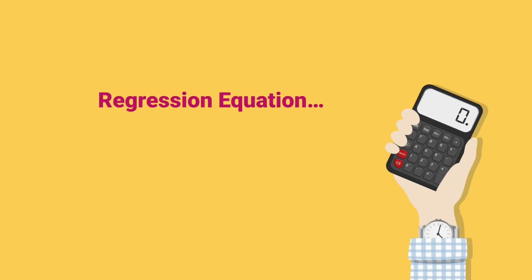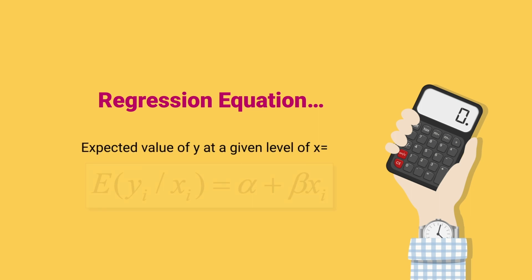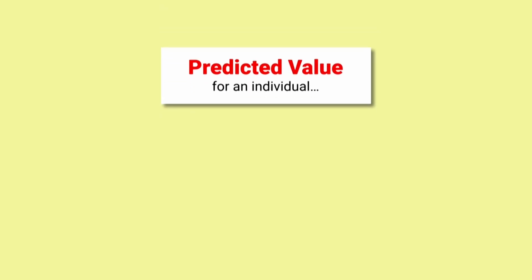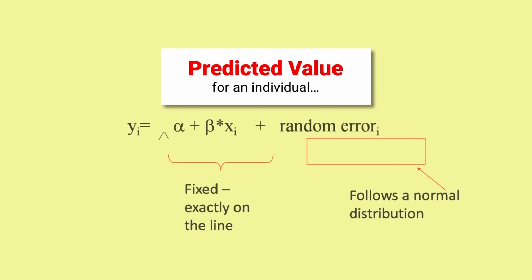And the regression equation, I think, expected value of y at a given level of x, E(y|x), equals alpha plus beta x, and the predicted value of an individual is alpha plus beta x plus random error. This is called standard error, and we have a dedicated session which talks about how this standard error is going to be part and parcel of the regression analysis.